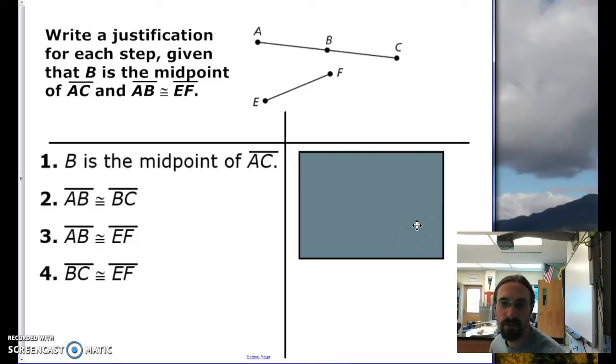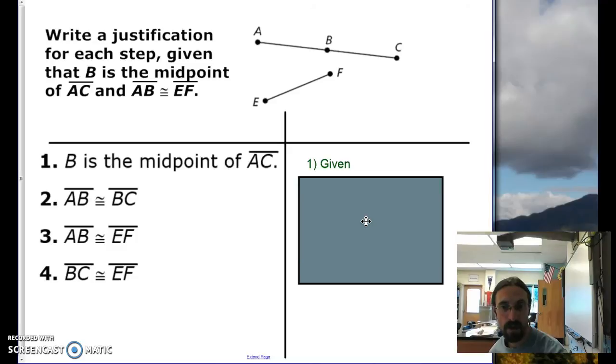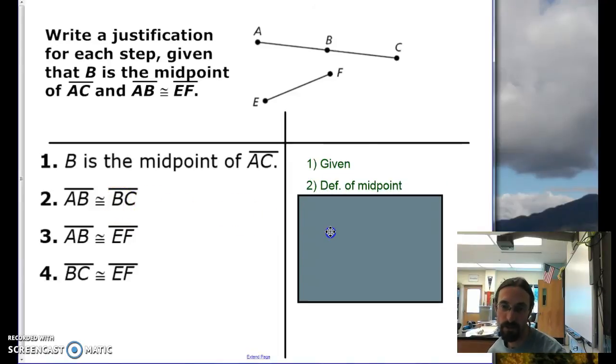Write a justification for each step given that B is the midpoint of AC and AB is congruent to EF. Okay, statements and reasons. B is the midpoint of AC. That's given. What does that mean, midpoint of AC? Well, that means AB is congruent to BC. Makes sense. That's the definition of a midpoint.